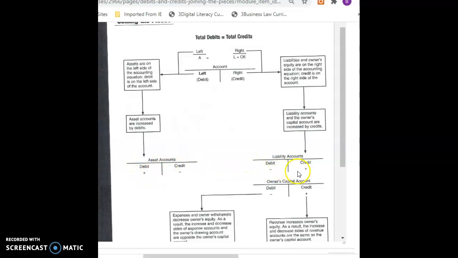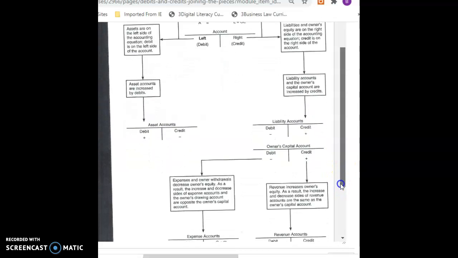Liabilities, on the other hand, increase on the credit side, and they decrease on the debit side, and they have a normal credit balance. Same thing with the owner's capital account. It has a normal credit balance. So the credit is the side where it increases, and the debit side is the side where it decreases.